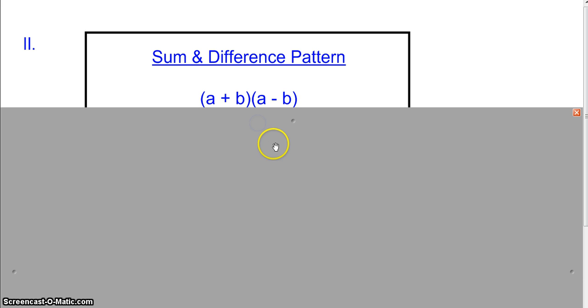Okay, the second pattern is my favorite pattern. I love this pattern. Probably because we start with 2 binomials, and we bring it down to a smaller looking expression. It's called the sum and difference pattern. And so the sum and difference pattern means that we're going to see what operation? Sum represents what operation? Addition, and difference, subtraction. So we're going to see a binomial with addition and a binomial with subtraction. So there it is, a plus b times a minus b. So go ahead and FOIL it and tell me what you get.